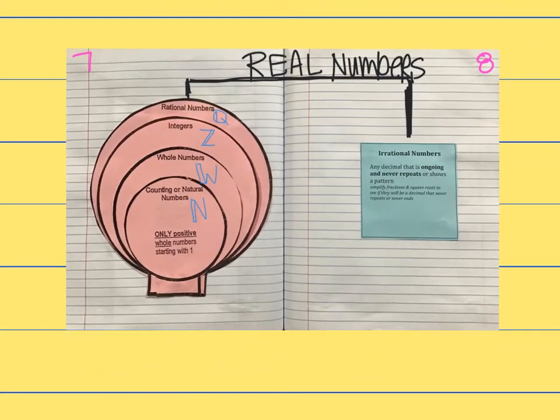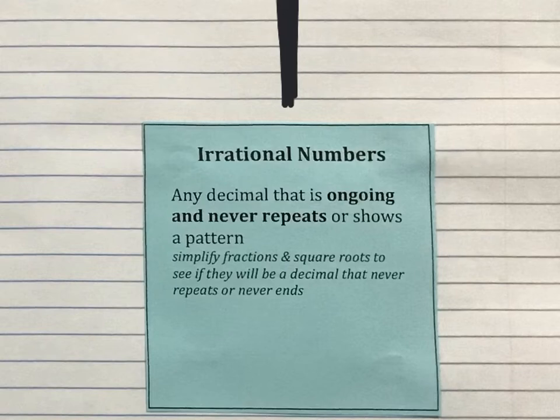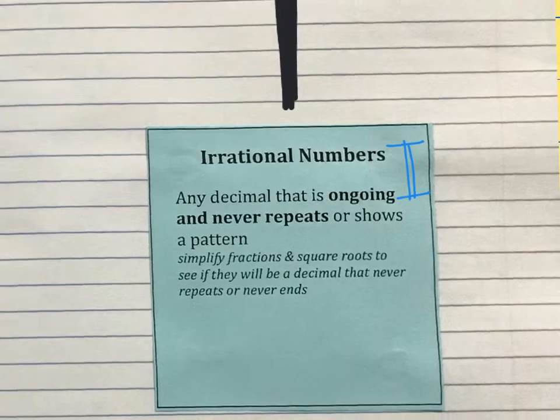And if I go back over here, irrational was the letter I with a double bar down the center.